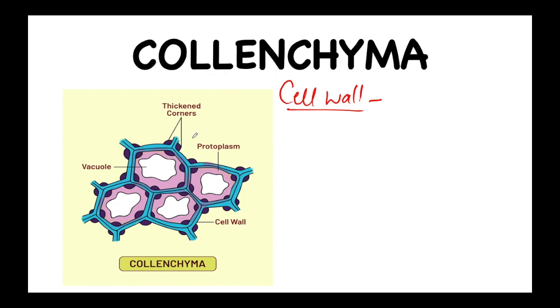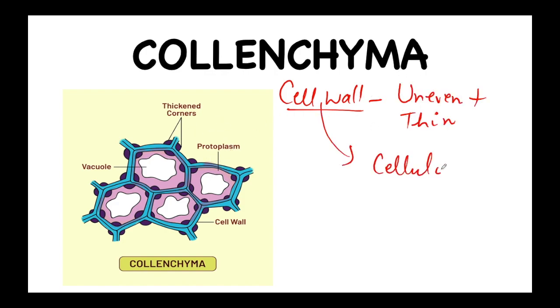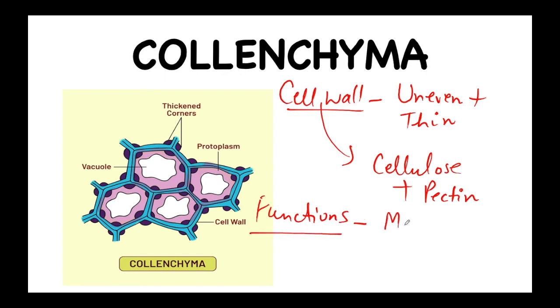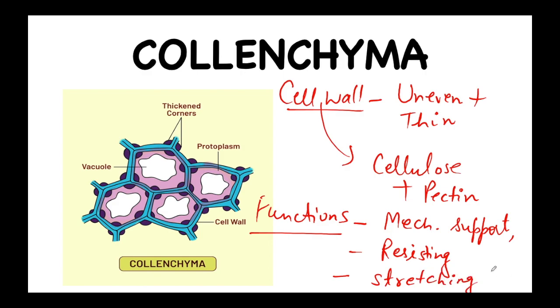Now come to the nature of cell wall in collenchyma tissues. So cell wall is uneven and thin. Cell wall is made up of cellulose and pectin. But in parenchyma tissues, the cell wall is made up of only cellulose. And what are the main functions of these collenchyma tissues? These tissues provide mechanical support to the plant. They also help to resist bending and stretching by wind.